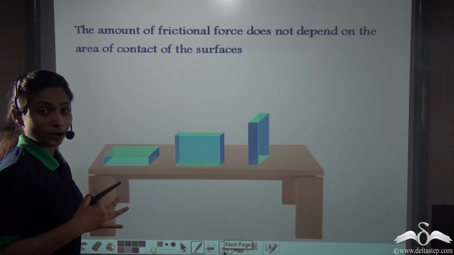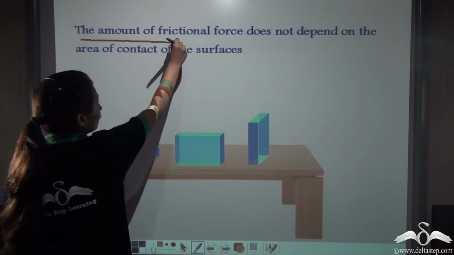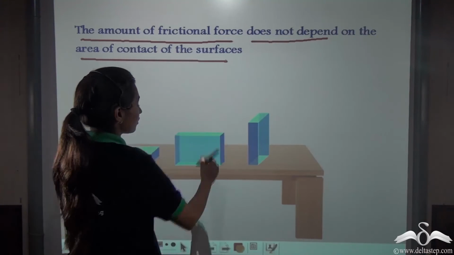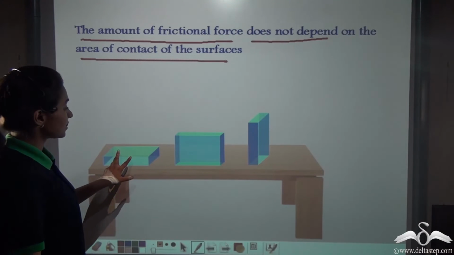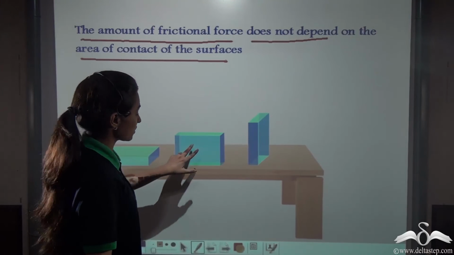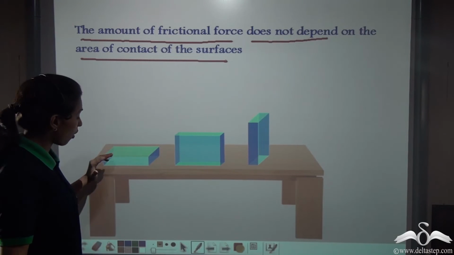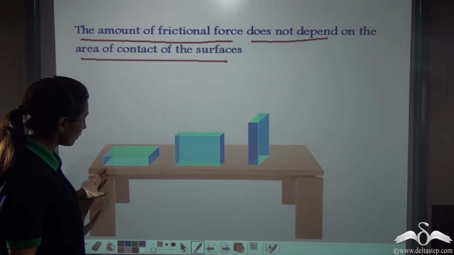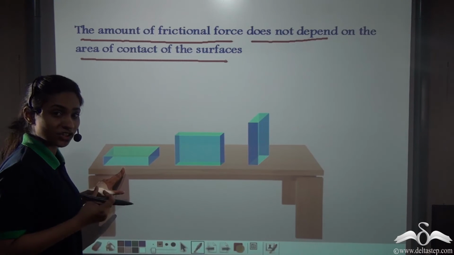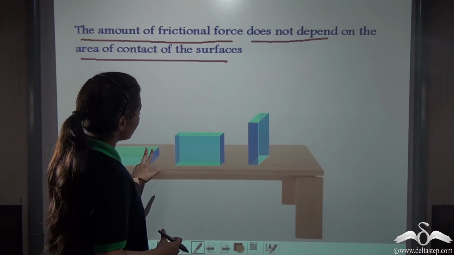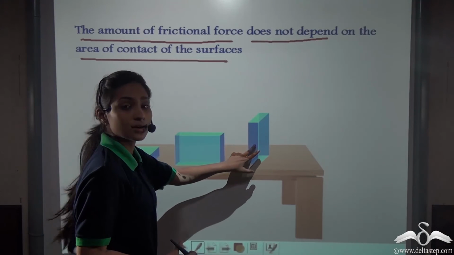Well, there is one more property of friction, that is, the amount of frictional force does not depend on the area of contact of the surfaces. That means, let's take that example of this box. It has been kept horizontally here. Now if you push this or rub the surface of this box with this table, it will create some friction. Now that friction will be equal to the friction created when this box is kept vertically or slanted.